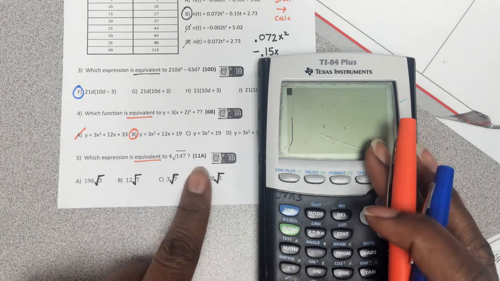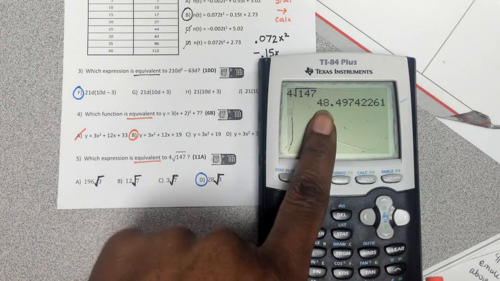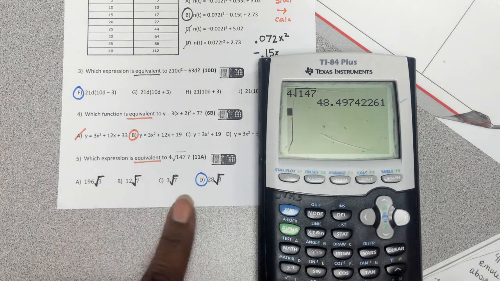Another way you could do this one is you can put it in the regular math part of the calculator and get your decimal and then change all those to decimals if that's faster for you.